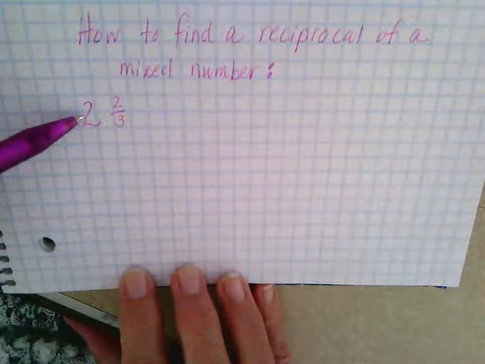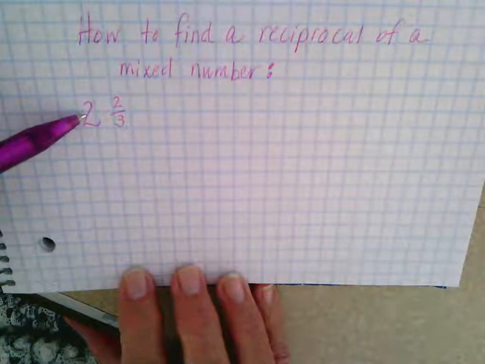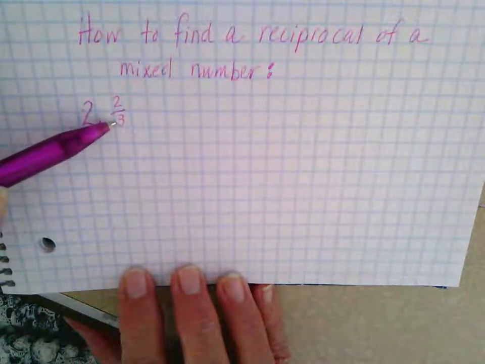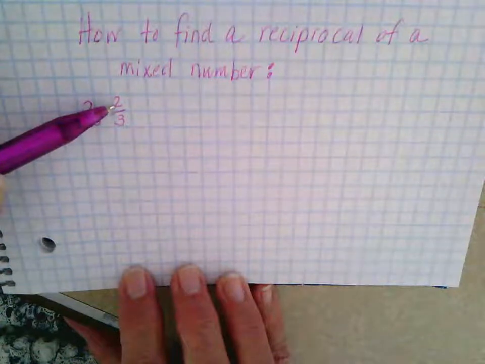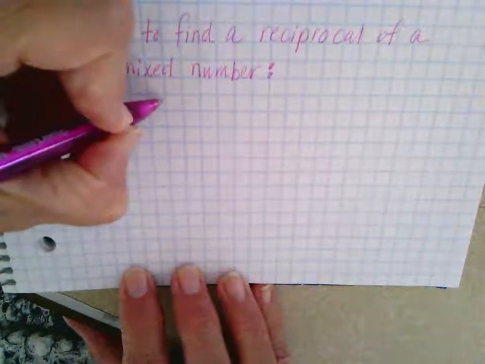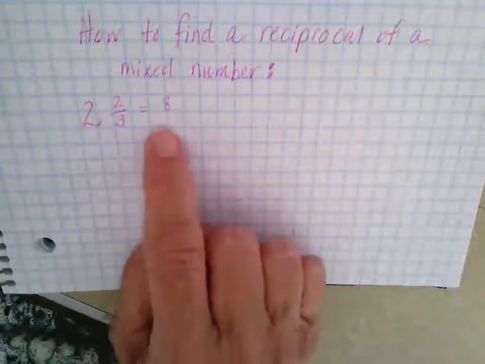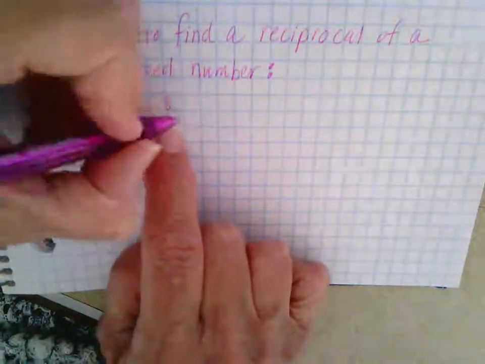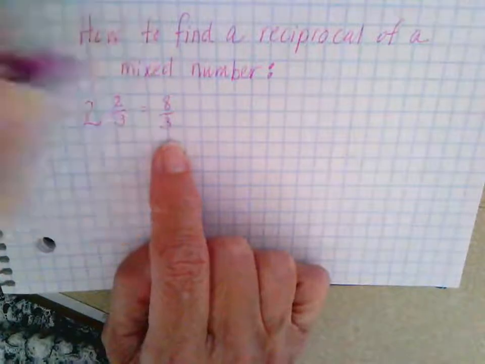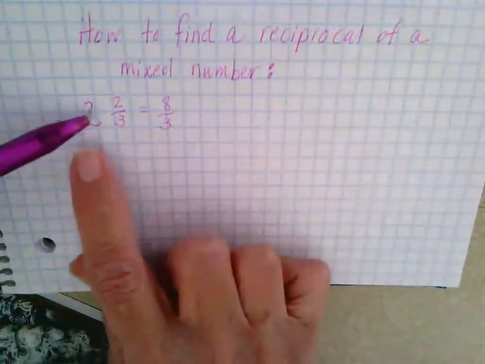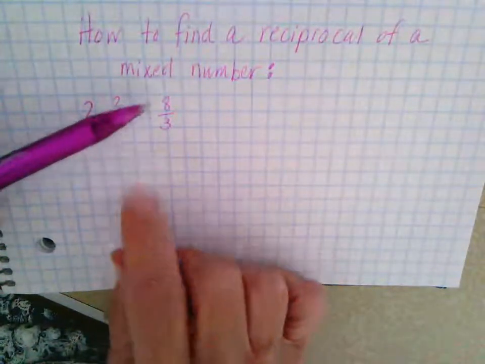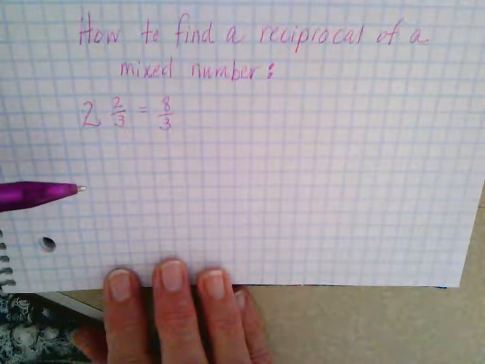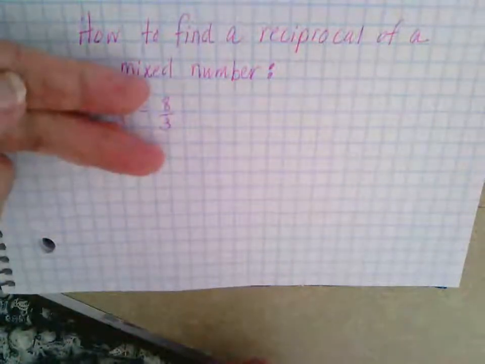So we have to change this into an improper fraction by using the algorithm. 2 times 3 is 6, plus 2 is 8. That goes as our numerator, and then we keep the denominator that we had. So what we're saying here is that 2 2/3 is the same thing as 8/3. Now we can simply flip these.